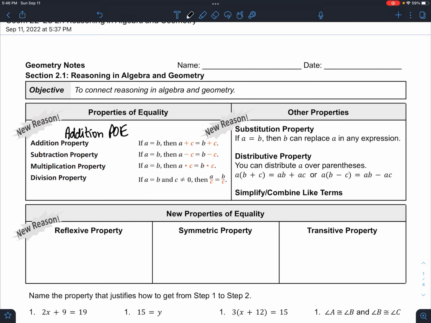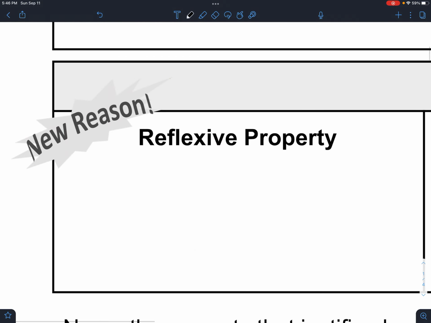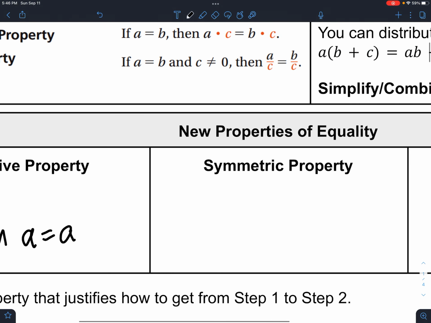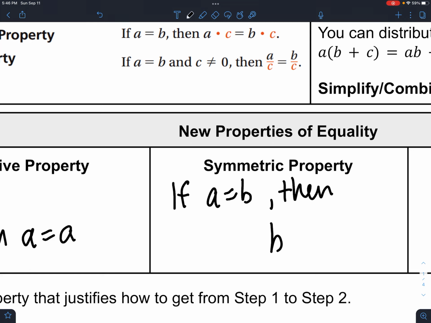Substitution, you can replace. Distributive is the same distributive property we know. Combine like terms, that could be a reason when we're solving an algebra equation. Some new ones, we have the reflexive property, which is mostly unused, and it's kind of silly, but it's useful sometimes. If A is A, then A is A. Okay. Symmetric is if A is B, then B is A. Helpful when we want to maybe switch the equation around and put the left side on the right and the right side on the left.